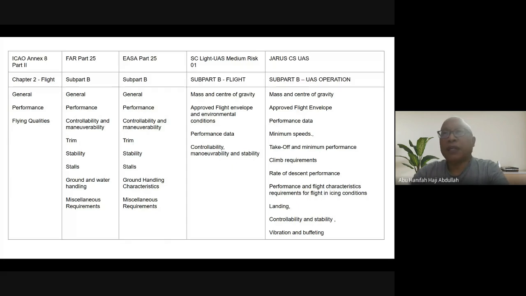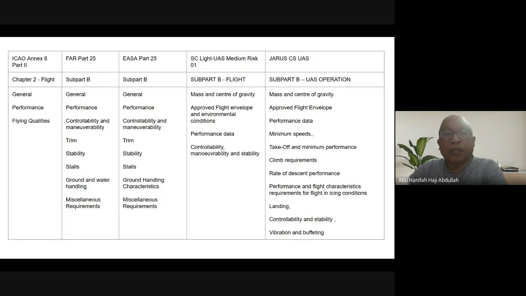So if you look at these standards across the table here, we do have basic, which is ICAO Annex 8, Part 3, and we do have Part 25, which is national standard for the US, and we do have EASA Part 25, national standard for EU. Then we do have also small unmanned published by EASA, CS-LUAS, medium risk, and also the JARUS, for bigger unmanned aircraft.